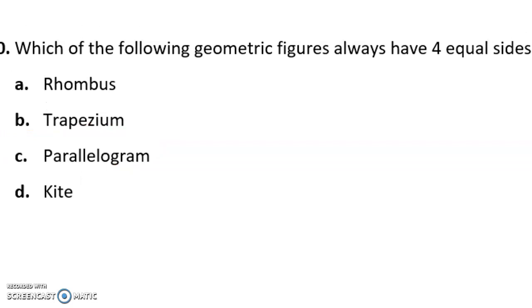Alright. Next question. Which of the following geometric figures always have 4 equal sides? Rhombus, trapezium, parallelogram, or kite? It is definitely a rhombus. Alright, so it has 4 equal sides. Alright, that would be it for now.